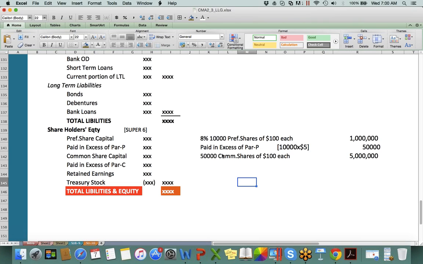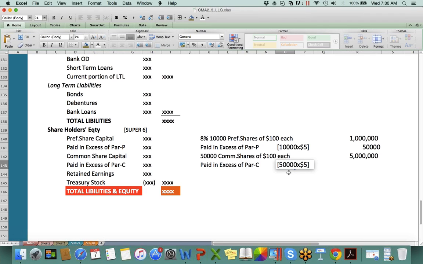They do not have any fixed dividend. Whatever the amount of profit arrived at after paying interest to debt holders and dividend to preference shareholders, the rest will be paid to the common shareholders as dividend. So common shareholders are the gainers and also the losers. Then when this share is sold at, say, $2 premium, you will have a paid in excess of par as well. Paid in excess of par common shares, and these shares are sold at the rate of, say, $2 extra.